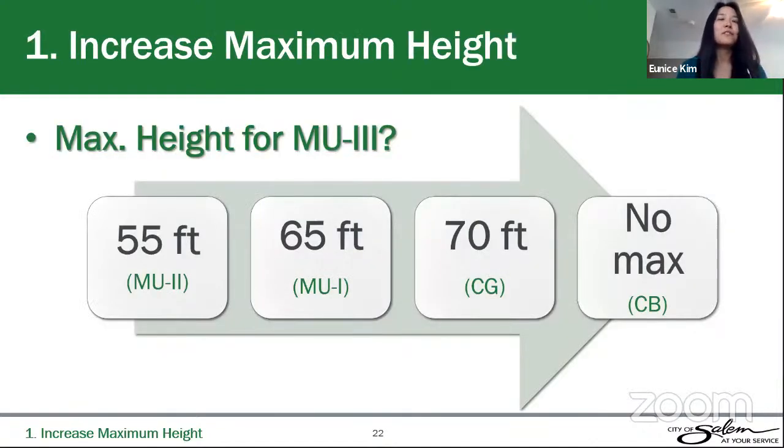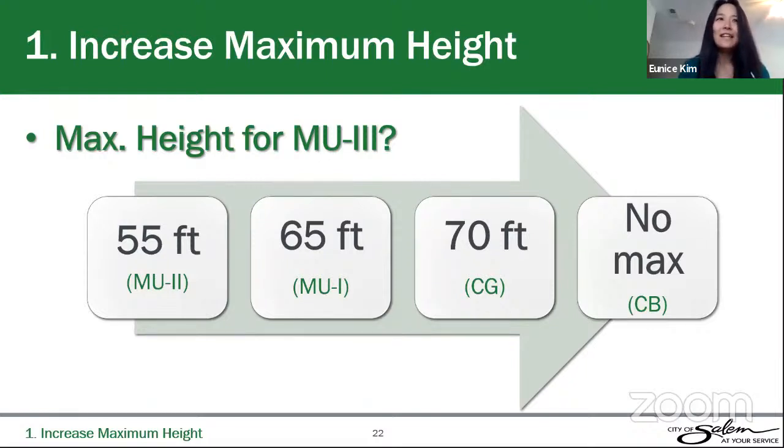So this is the first question. If we were to move forward with increasing heights beyond the 15 feet, generally, how are you feeling? So we have a no max. Our downtown does not have a maximum height. That's obviously our most intense development that happens there. But in other areas, we do have maximum heights.